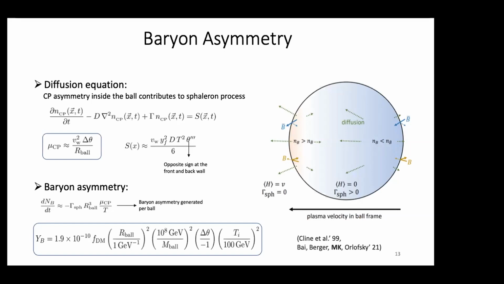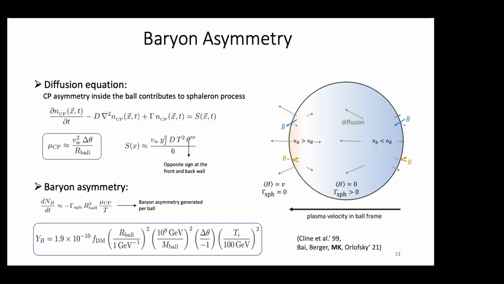And now you have this kind of a CP asymmetry, which basically fits into your Sphaleron to give you the baryon asymmetry, because this extra antibaryon is basically converted into leptons. Now this is for one ball.